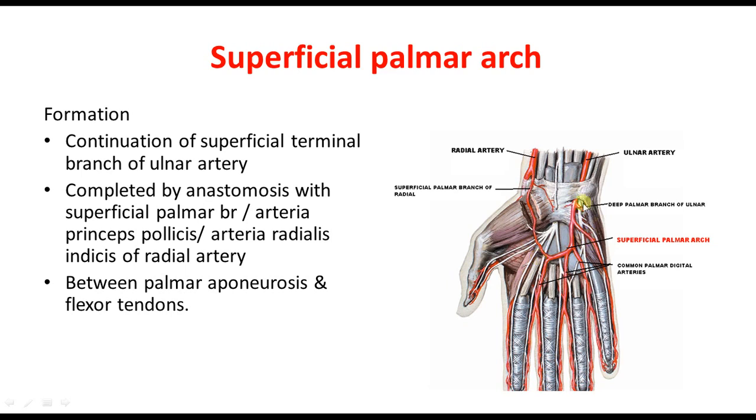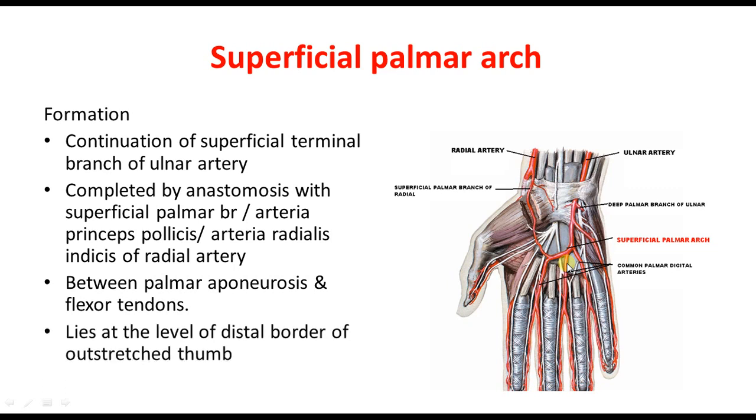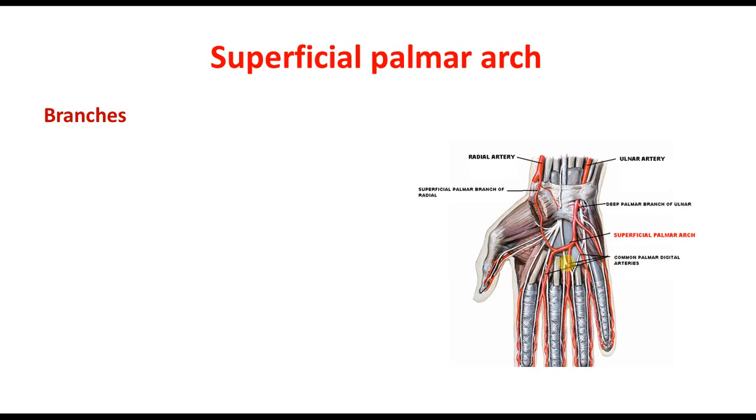The location of the superficial palmar arch is at the distal border of the outstretched thumb. You stretch your thumb, and at the lower border the superficial palmar arch lies. This superficial palmar arch will give branches, through which it is going to supply the digits.